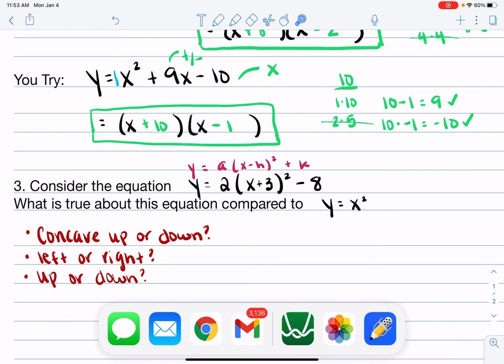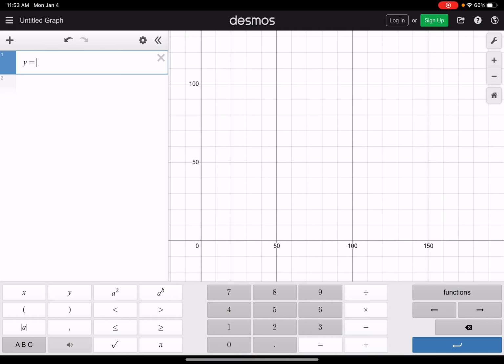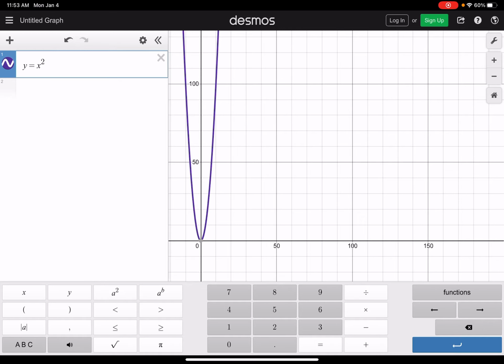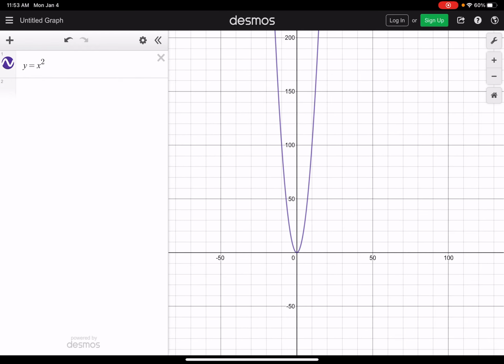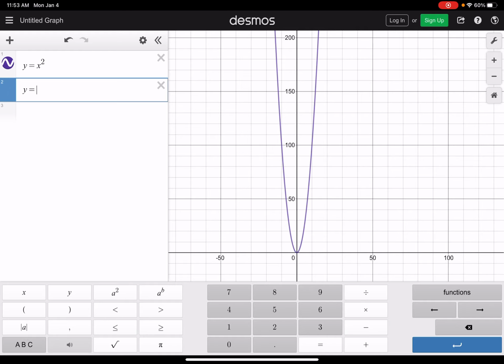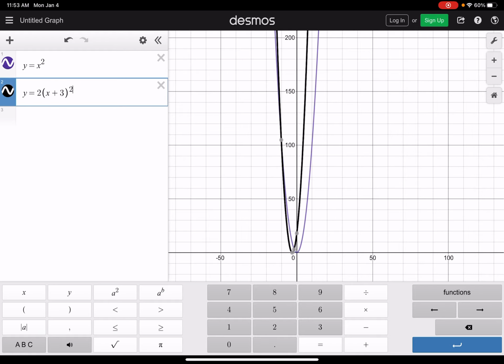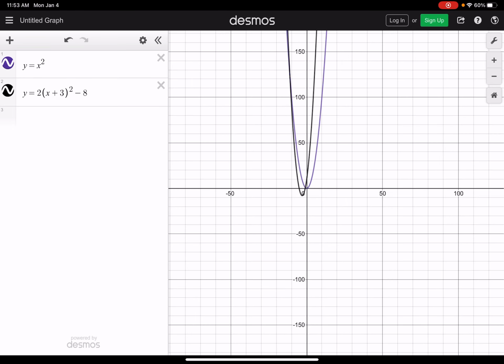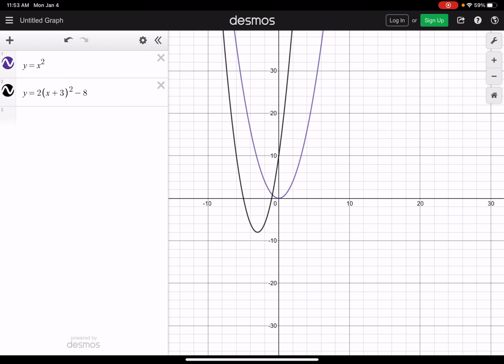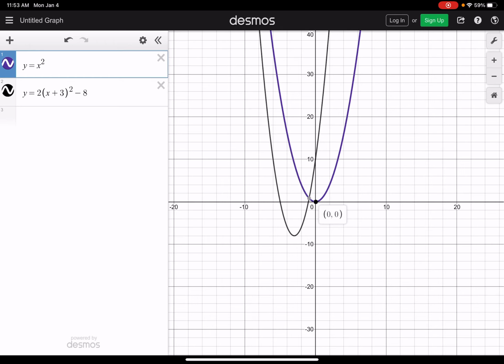So if I go to Desmos and I type in y equals x squared. All right, got it, fine, looks great. Then we've got our equation here, 2 times (x plus 3) squared minus 8. So we're looking to see how did it shift. So if we look at the purple graph, that's the original. So what happened when we moved it, okay?